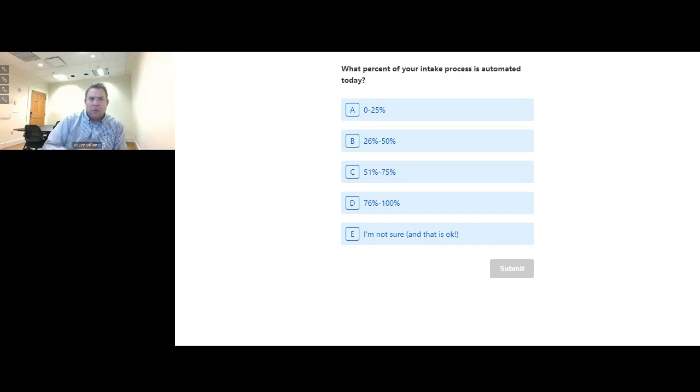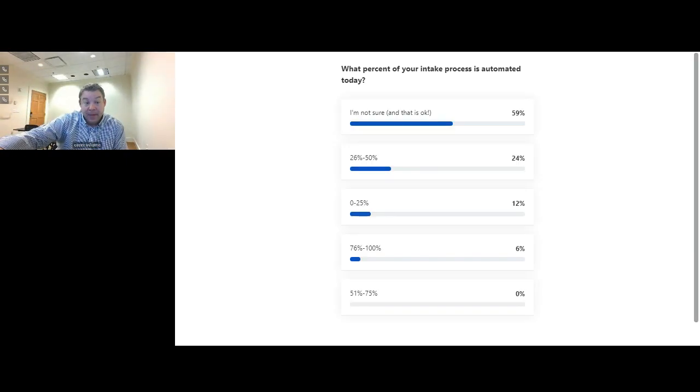So think about this from a poll standpoint. What percent of your intake process is automated today? A, 0 to 25, the different ranges all the way down. And again, E, if you're not sure, that's okay as well. We'll give about 30 seconds to be able to answer this. 83% unsure. 0 to 25, 16 to 16, almost 17% if we round up.